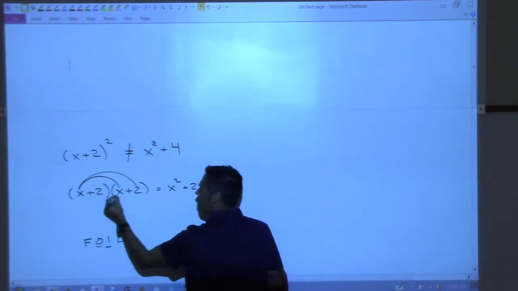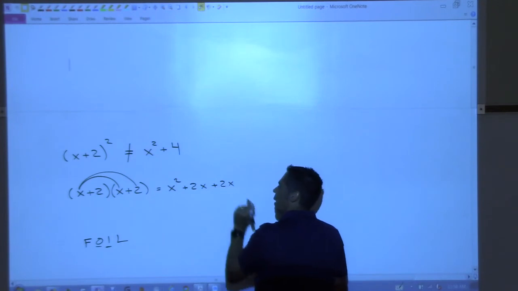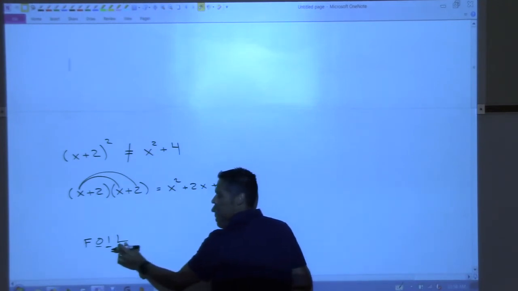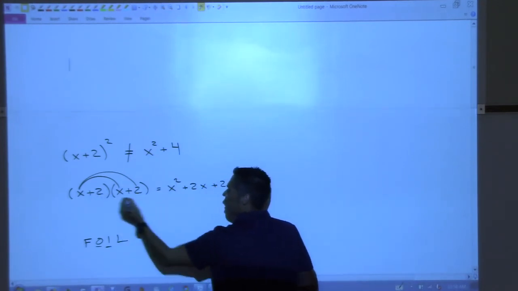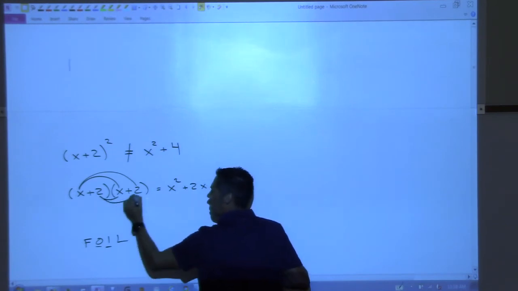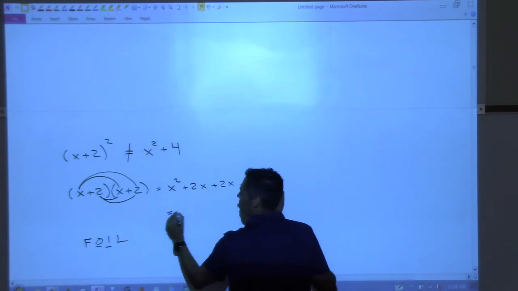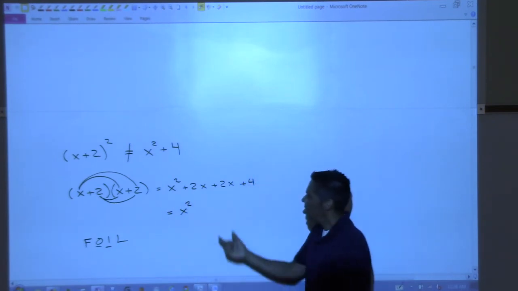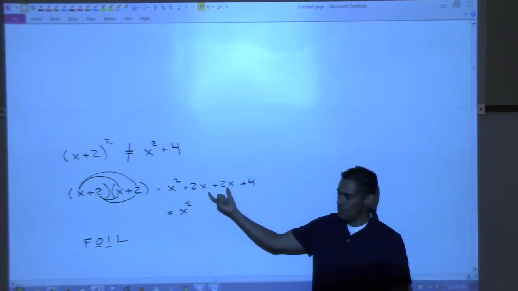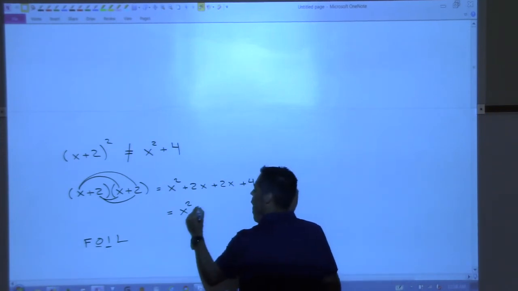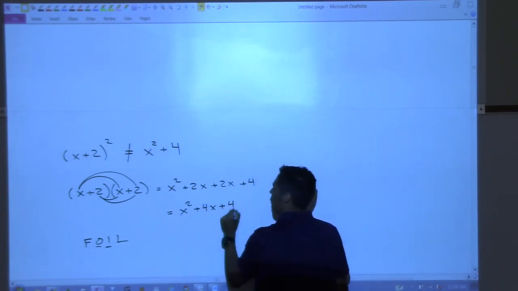These are the two inside ones multiplied together. And then finally you do the last ones, which are the two twos. So I already did that. I do that, and I get the 4, right? So the correct answer should be x squared. And then these two are like terms, come together, become 4x, and then plus 4.